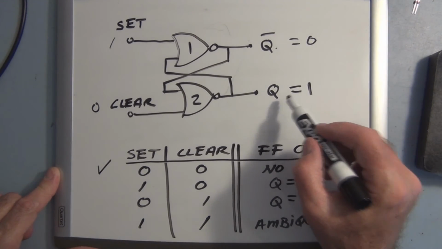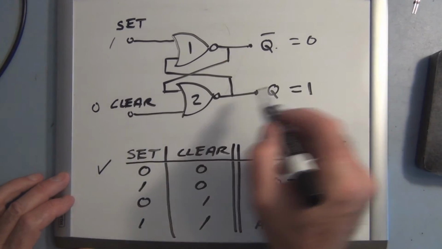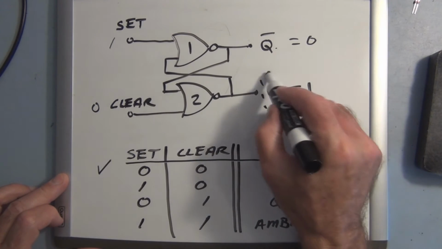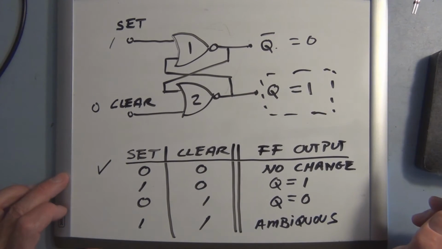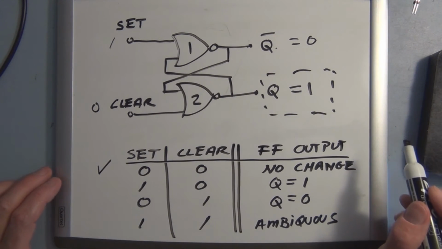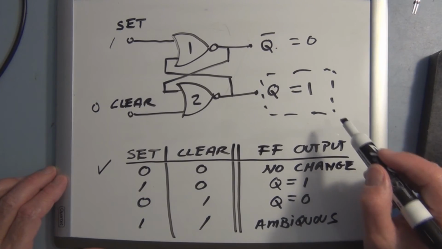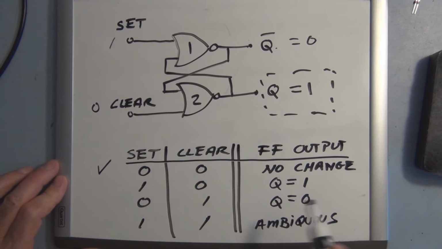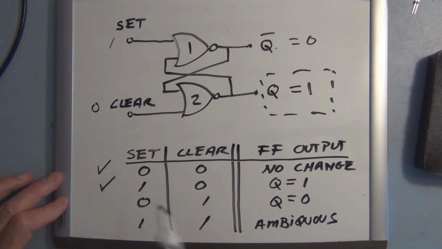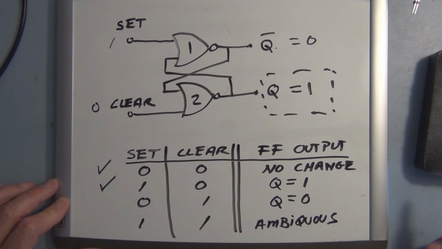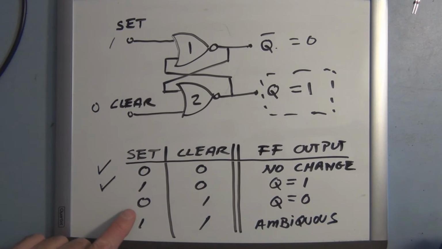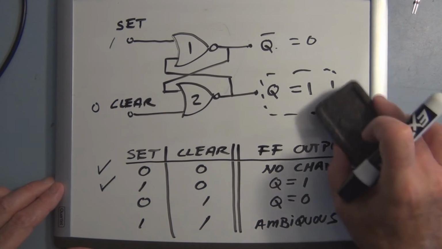So that sets Q. Now, when we're referencing a flip-flop, we're looking at the value of Q as a reference. That's considered the normal flip-flop output. And of course, Q naught is going to be the inverse. So we've checked this condition here as correct also. Now let's see what happens when we have set equal to 0 and clear equal to 1.